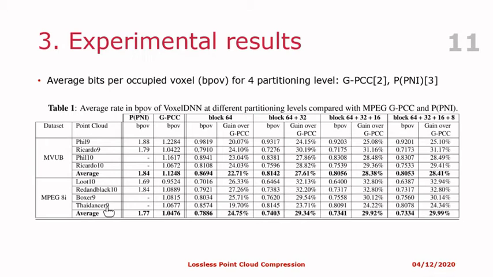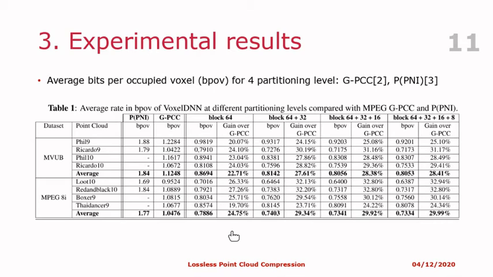The next two columns are the number of points for the PPNI and ZPCC from MPEG, and in every next two columns we show the bits per occupied voxel for our solution and also the gain over ZPCC as we increase the number of levels for partitioning. In the first two columns here, we have only a single block 64, and then we enable block 32, then block 16, and the last one is 8. As you can see, with only block 64, where we encode everything as a single block, we could have around 20% gain over the ZPCC.